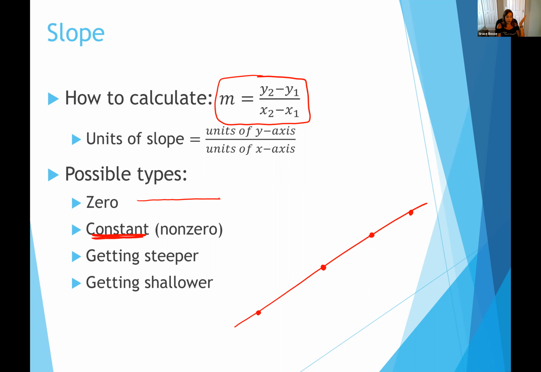More often than not, though, your graphs are going to have changing slope. They're going to be getting steeper in certain areas and then getting more shallow. Maybe they have a maximum or a minimum. That implies that the slope is changing. It has some kind of curvature to it. So whenever your graph has curvature, you need to describe the slope in a slightly different way.